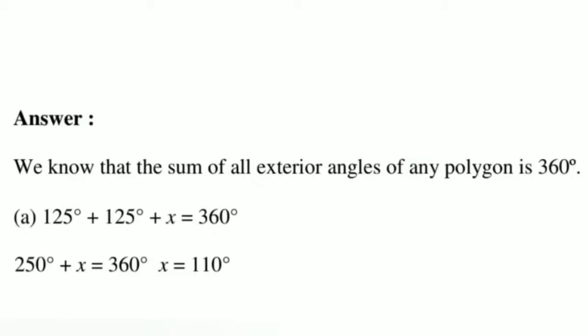One exterior angle is given 125 degree. Second one is also given 125 degree. And the third one is not given. So suppose it is x. So 125 degree plus 125 degree plus x is equal to 360 degree. So 125 plus 125, it is 250 degree plus x is equal to 360 degree. So value of x is what? 360 minus 250. It means 110. Now see the B.